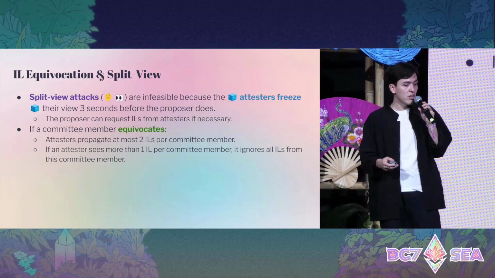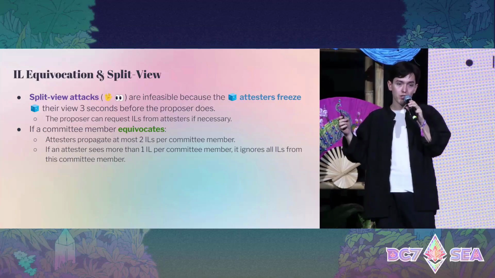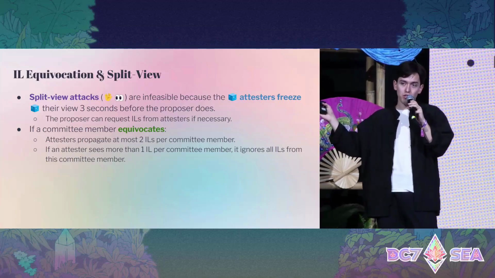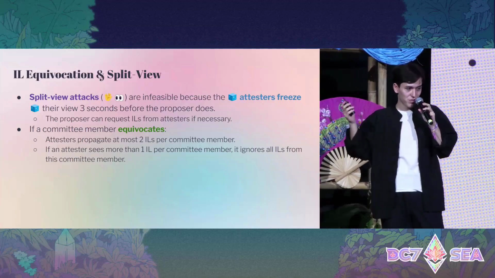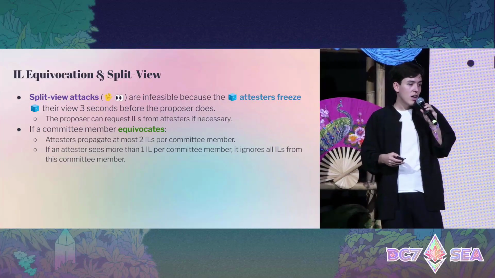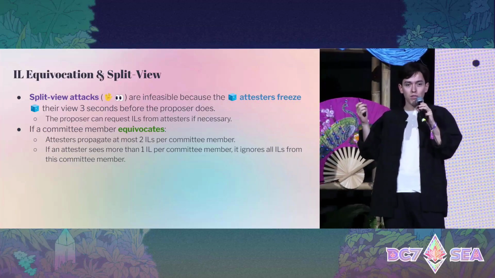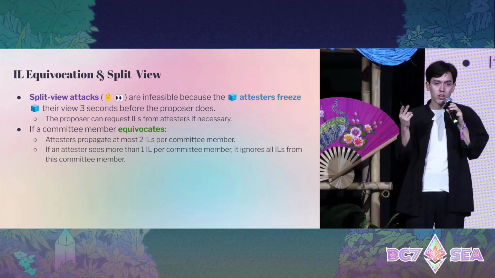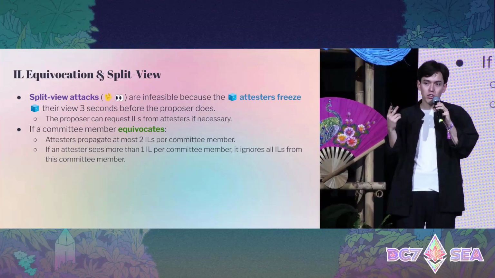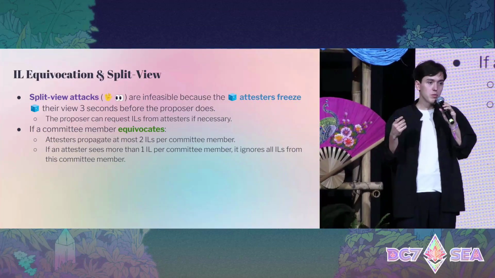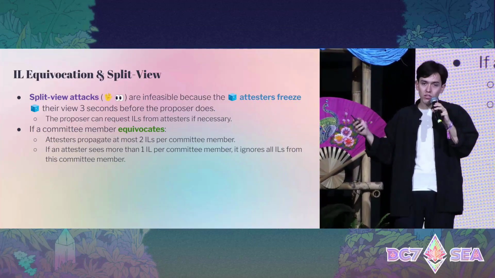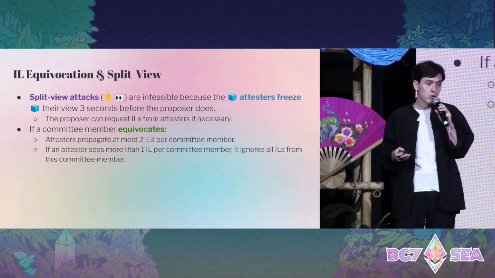So you could imagine a committee member signing 2 inclusion lists and sending one to the block producer and one to the attester set, if it would have control over that. And how we prevent any bad things from happening here is we say that if there are 2 inclusion lists, so if an attester or a block producer receives 2 inclusion lists from the same committee member, then they do not impact how the block is constrained at all.